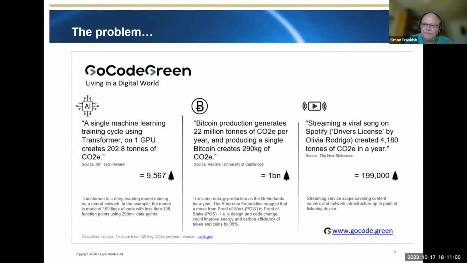And in terms of specifics, streaming a song on Spotify. I don't know the song that's used as the example. I must be too old. Driver's License by Olivia Rodrigo. 4,100 tons of CO2 just through streaming service usage. Bitcoin again uses massive amounts of CO2 in a year, and then using some AI stuff again, massive amounts. So there is a real issue here.